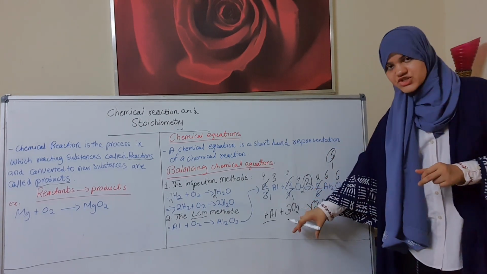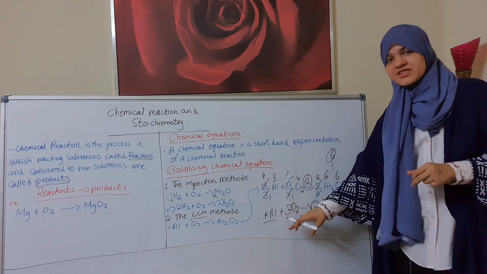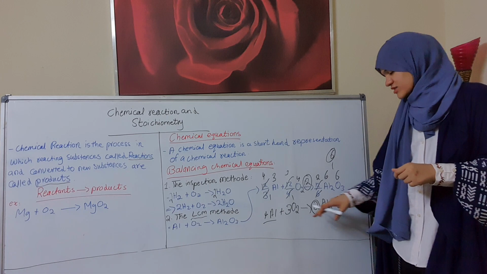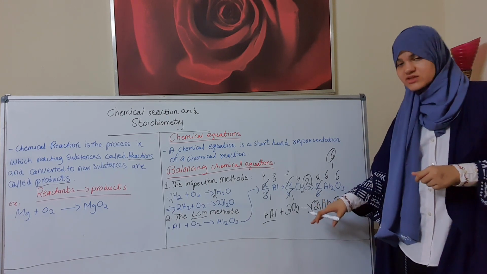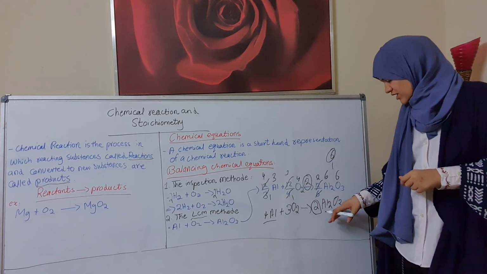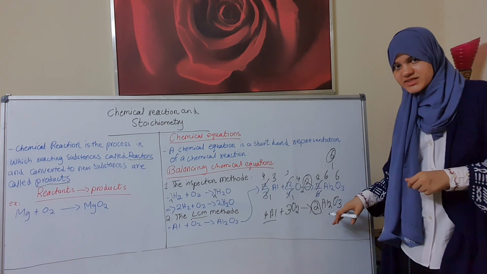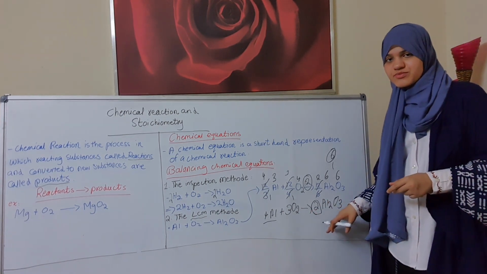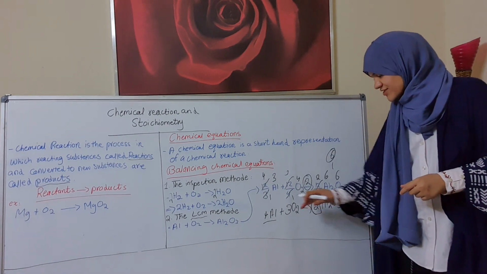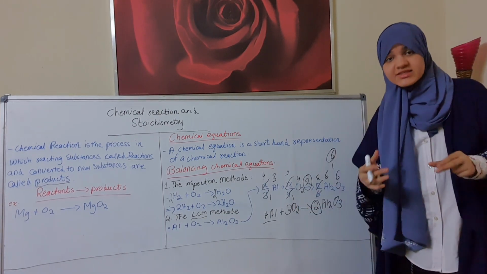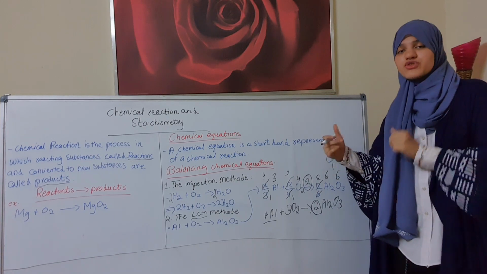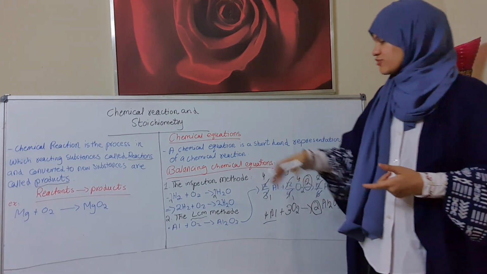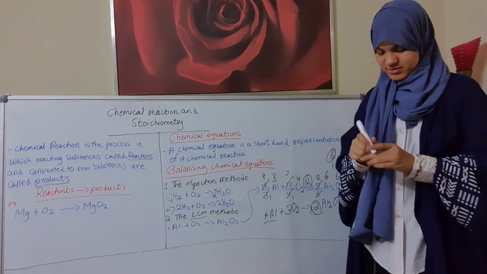What about oxygen? We have here 3 times 2, it will be 6. And do we have here also 6 in the products? Yes. 2, which is the coefficient, times 3 will be 6, because the coefficient is for the 2 elements. So that means we have 6 oxygen in the reactants and 6 oxygen in the products. Now let's see some other examples about balancing chemical equations.